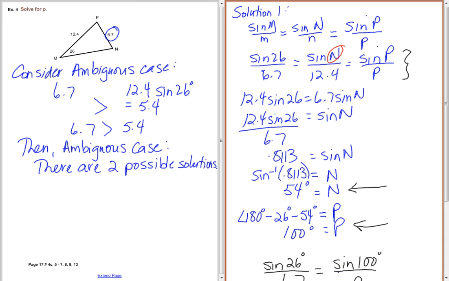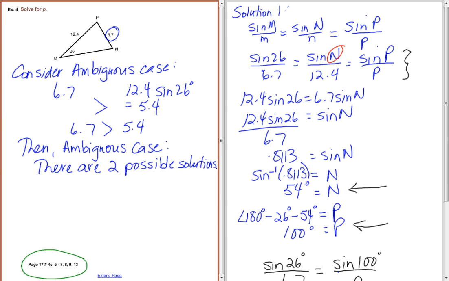So I'm going to ask you to try a couple today. You can't do a lot in one period, but there will be an ambiguous case question on your test, so you need to conquer it. Page 17 for C, 5, 6, 7, 8, 9, and 13.